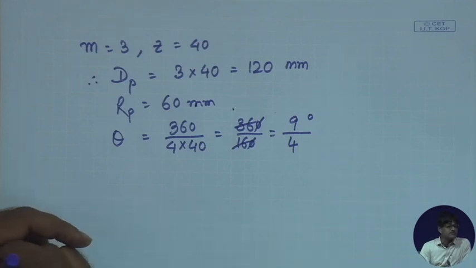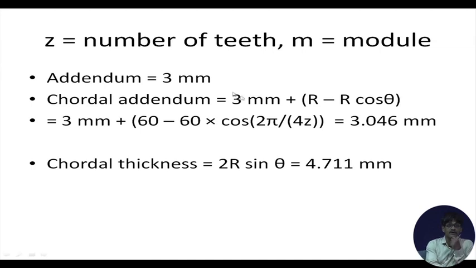Once the angle is known, we can easily find out chordal addendum. Chordal addendum is equal to addendum plus r minus r cos theta. So, 60 minus 60 cos 9 by 4 degrees, and it is coming to be 3.046. And what is the chordal thickness? Chordal thickness is twice r sin theta, which means 2 into 60 into sin 9 by 4 degrees, and it is coming to be 4.711.